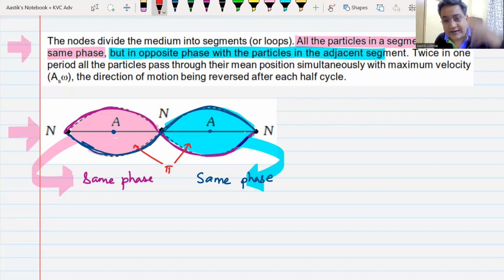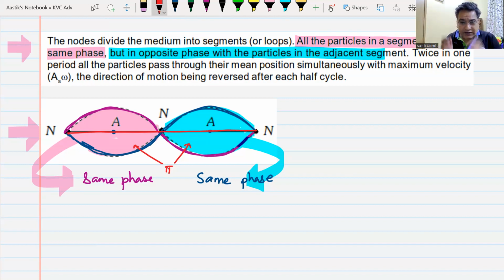So even though they are 180-degree out of phase of each other, all these particles will pass their mean positions together. Yes or no? Yes, sir. They will pass their mean position twice in one cycle together. So twice in one cycle, you will have this wave coming like a straight line. This wave will become a straight line twice in one time period. Do we understand this, or has this gone above our head?